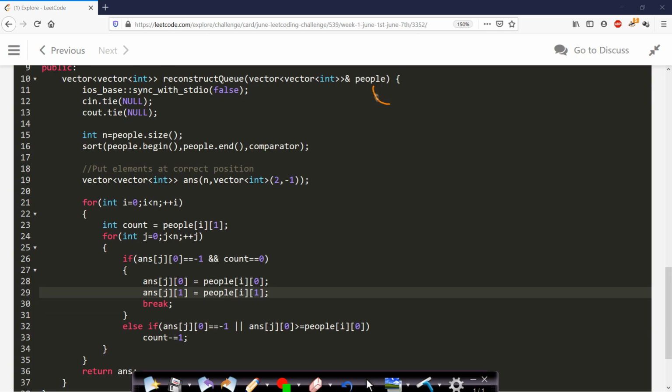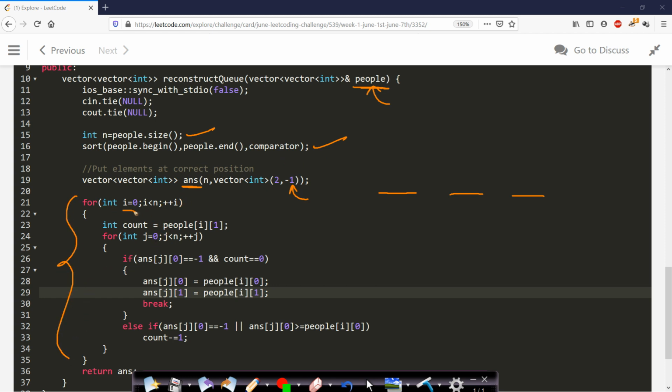So in this code we are given the array of pairs in this people array, and now I will find the number of people, store it in n, and I will sort it based on the comparator function. After sorting it, we will take an answer vector, okay, of the same size, and I will initialize it to -1 because all the positions of the answer array will be vacant. And after that I will simply apply the algorithm as I had explained to you.